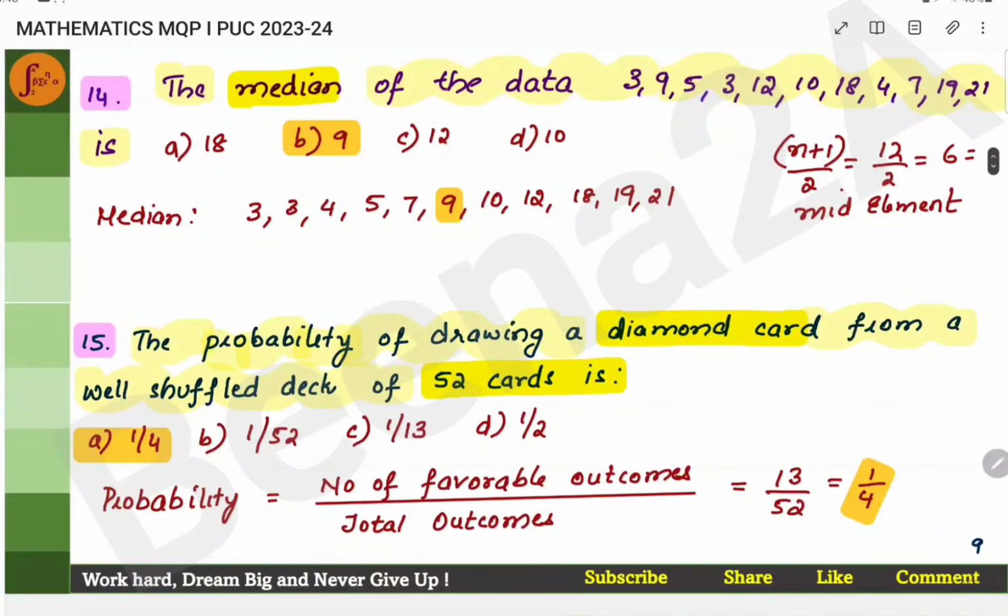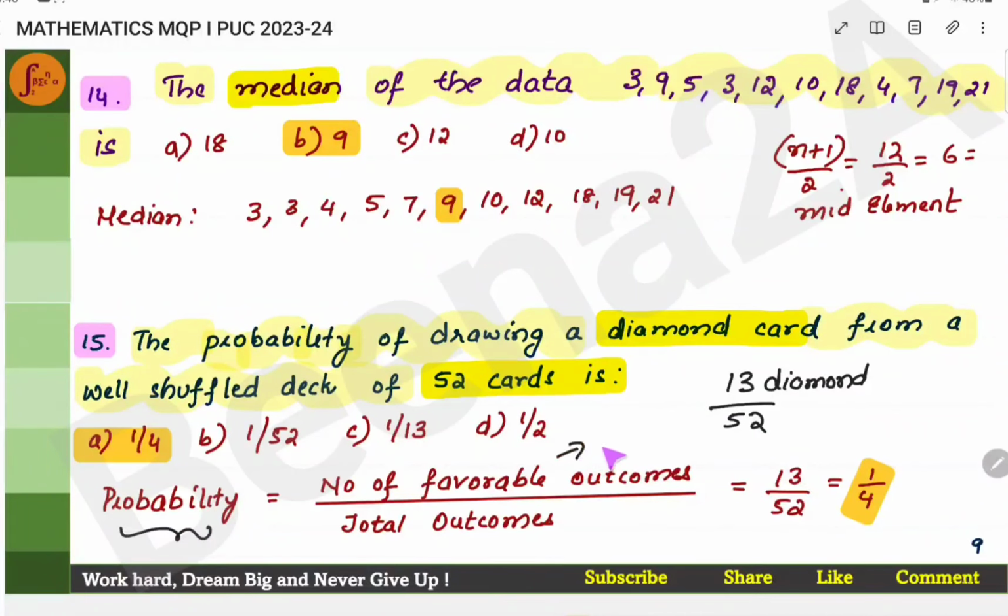We look at the 15th problem. The probability of drawing a diamond card from a well shuffled deck of 52 cards is... How many diamond cards are there in 52 cards? You have 13 diamond cards, right? Out of 52. So basically, what is the formula for probability? Number of favorable outcomes by total outcomes.